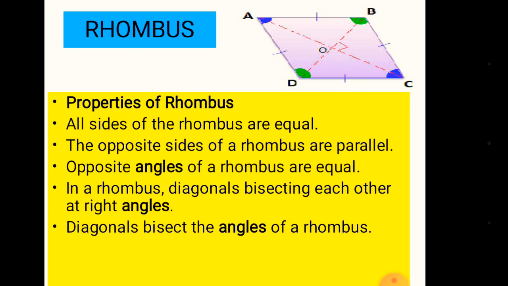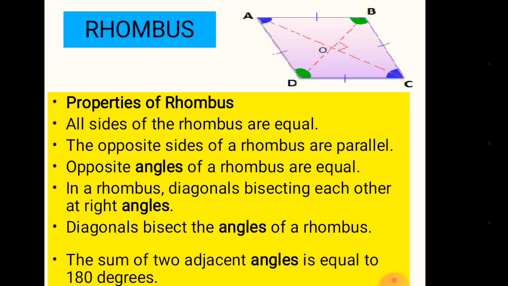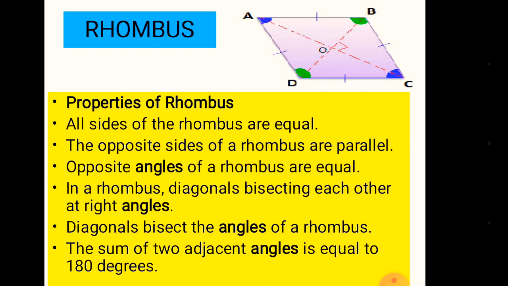Diagonals bisect the angles of a rhombus. Also, the sum of two adjacent angles is equal to 180 degrees. Now, adjacent angle means the angle lying on the same side. For example, if you add angle D plus angle C, both these angles are lying on the same side.